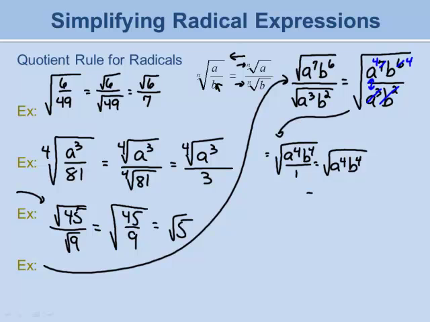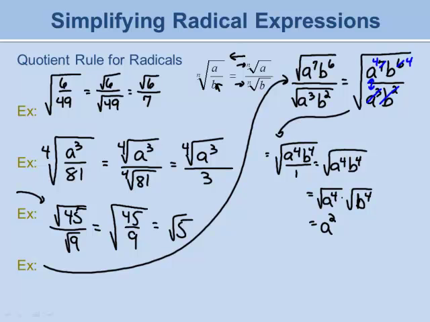Now we could split it back out into individual fractions, or terms, I'm sorry. Square root of a to the 4th times square root of b to the 4th. Is a to the 4th a perfect square? Is there some number that when you multiply it by itself, or when you square it, gives you a to the 4th? And the answer is yes, a squared. A squared times a squared is a to the 4th.